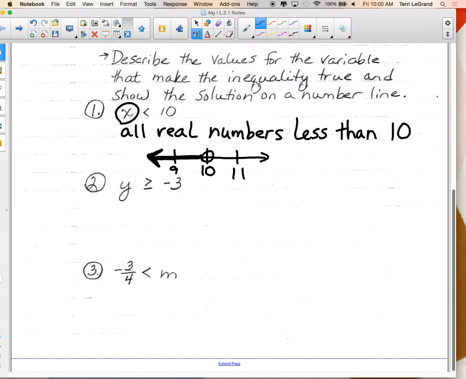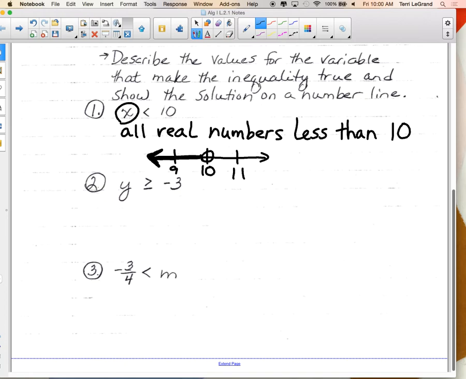10 not included. So is the first solution in this one 9? Think carefully here. Is 9 the first solution? Well, let's see if it works. Is 9 less than 10? Yes. Are there any other numbers between 9 and 10 that are also less than 10? Yes. Give me an example. 9.5. We could go 9.9999999, we could say 9's forever. That one is less than 10. So it isn't just the integers.